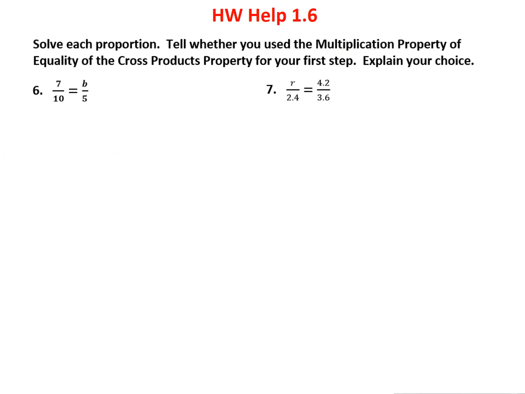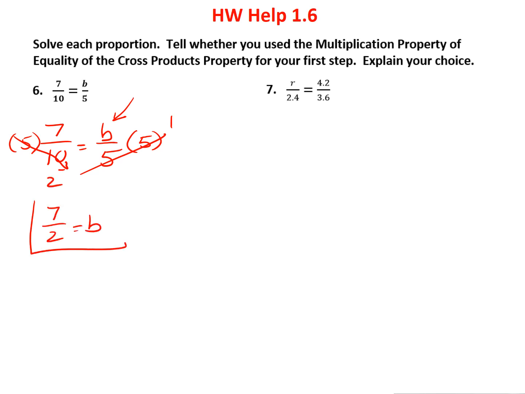Problem number 6, once again, let me write it out and ask, where is the variable? Well, the variable is in the numerator again, right there. So all I have to do is not cross products, just say, what's the opposite of dividing by 5? Multiplying by 5. 5 divided by 5 is 1. 5 goes into 10 2 times, and so once again I have 7/2 equals B, or like the other problem with the same answer, 3 1/2.